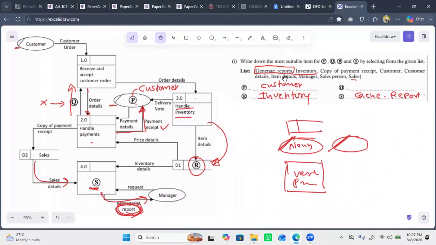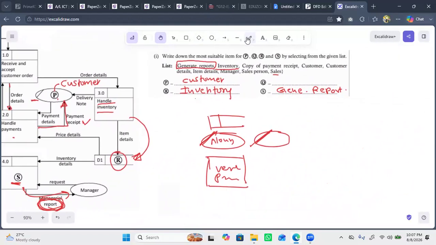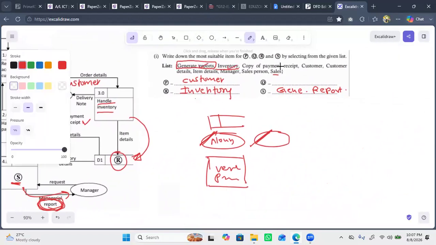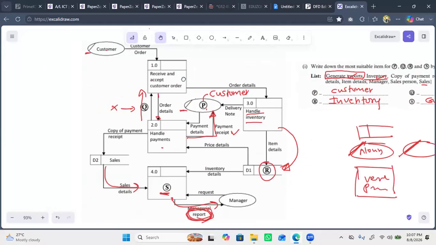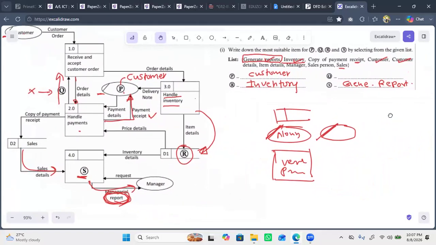Then, the final thing. What is going from handle payments to this process? Let's see. Now this one is gone. Copy of payment receipt, okay, not available yet. Let's see. Customer, you can't, because it's not data. Customer details, you can, but is it suitable here? Customer details, not suitable again.